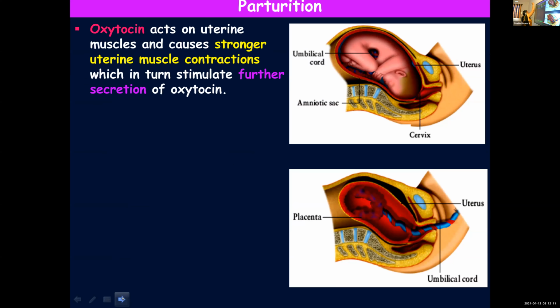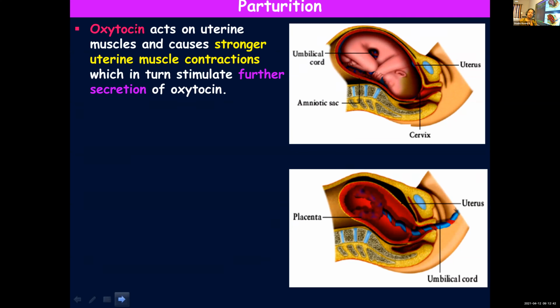Oxytocin acts on the uterine muscles. So when mild uterine contractions are taking place, that will stimulate the pituitary to release oxytocin. Once oxytocin is released, it will act on the uterine muscles and promote vigorous and stronger contractions. In the beginning, it was mild contractions, and these mild contractions will result in the release of oxytocin.